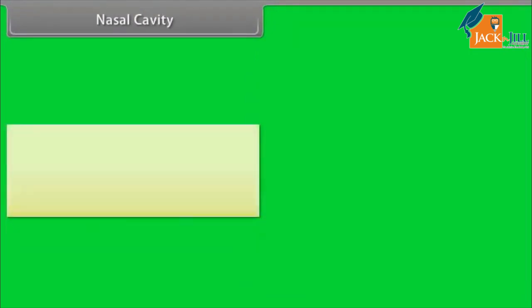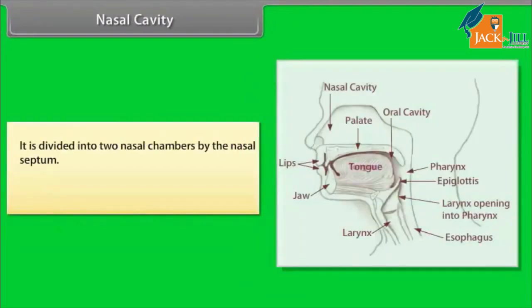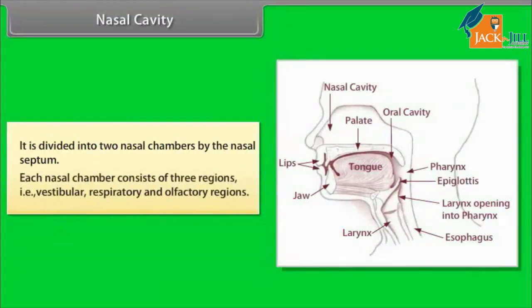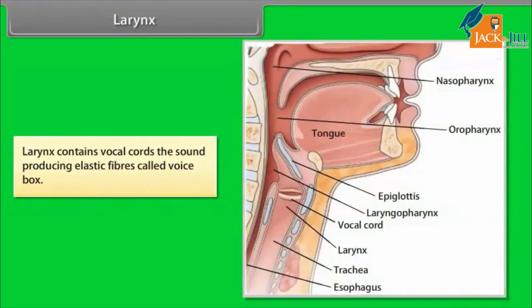Nasal cavity. It is divided into two nasal chambers by the nasal septum. Each nasal chamber consists of three regions, that is, vestibular, respiratory, and olfactory regions. Larynx. Larynx contains vocal cords, the sound-producing elastic fibers, called the voice box.